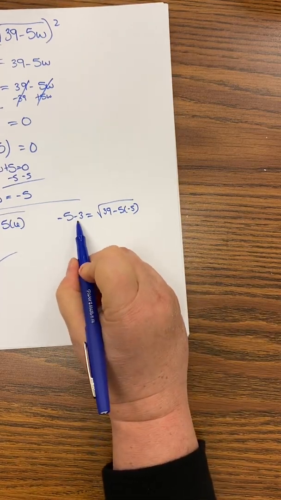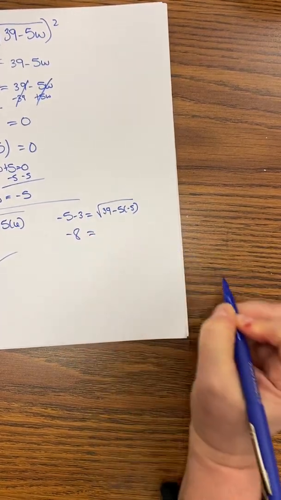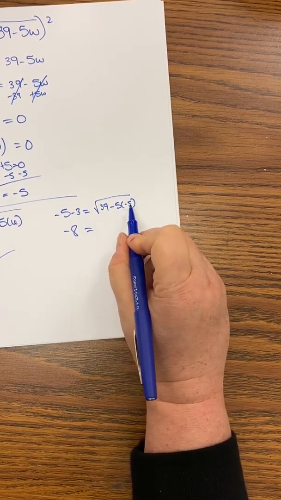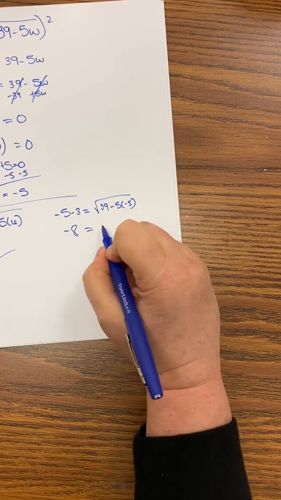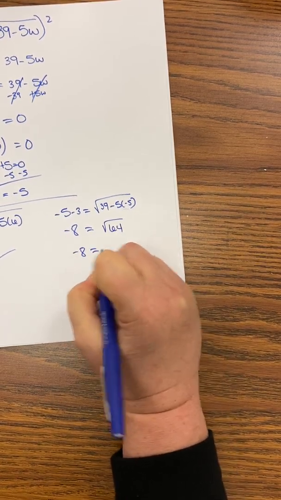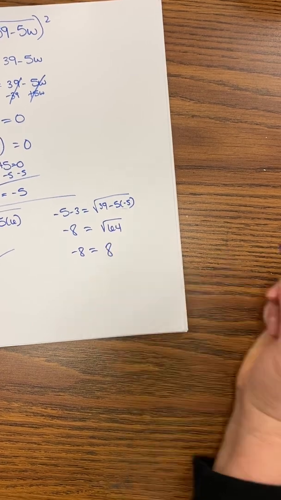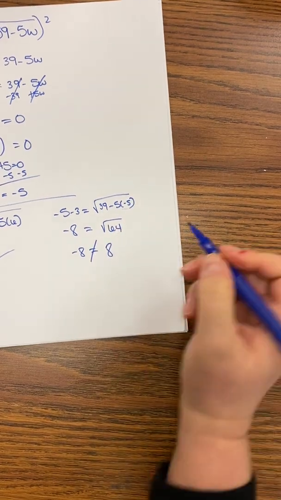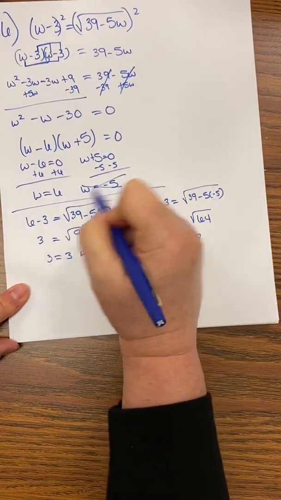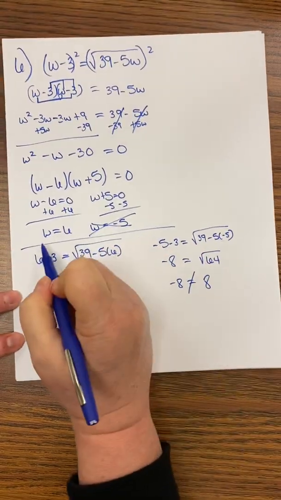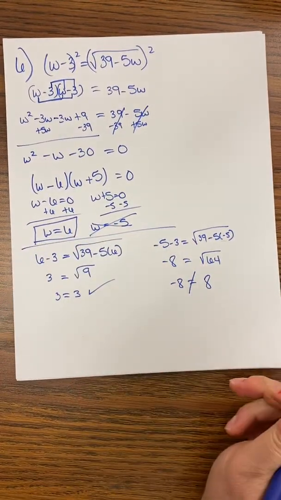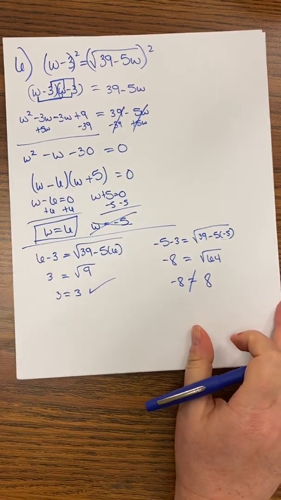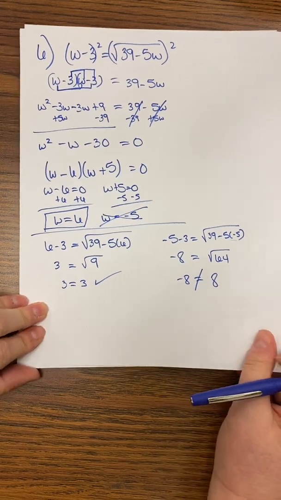Now go to this one. So negative 5 times negative 3 is negative 8. 39, this is going to be 25, and then 39 plus 25 is 64. But the square root of 64 is 8, not negative 8. Okay? So that one does not work. So the negative 5 is not a solution. That's what we call an extraneous solution. So only the 6. That's why I have to check these, the ones that have 2 solutions. So w equals 6 is the one that works.